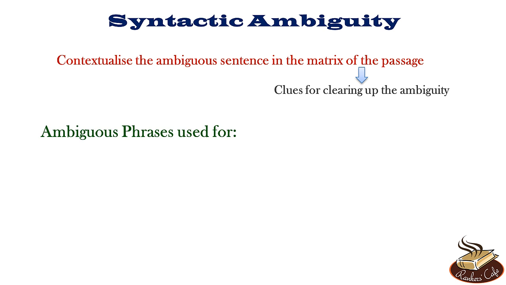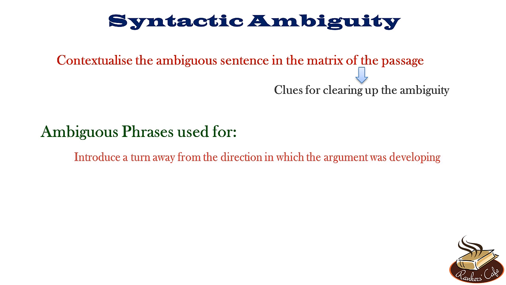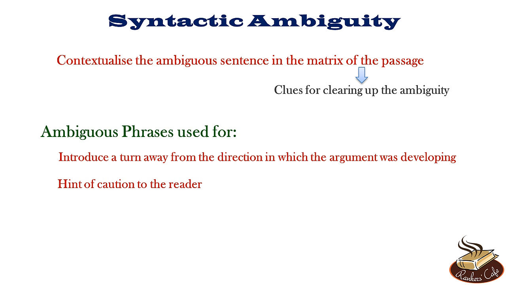Ambiguous phrases like these may also be used by the author as a matter of linguistic device to introduce a turn away from the direction in which the argument was developing so far, or as a hint of caution for the reader. You may be well advised to see the writer's statements critically and not accept his or her premise and assumptions wholesale. Thus, ambiguity of sentence structure can also suggest ambiguity of thought processes.